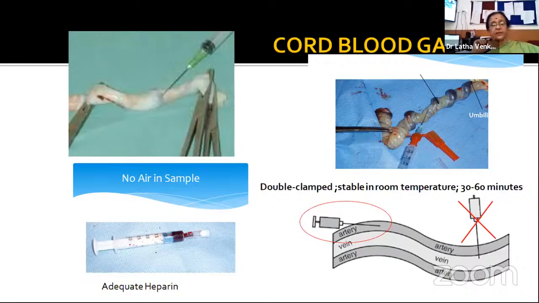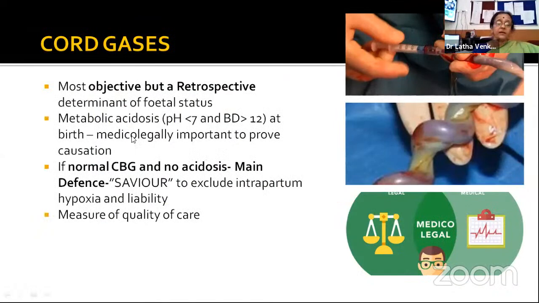Okay, cord blood gases. I think it is very, very important that we do cord blood gases, not only to protect our back, as it's a main defense and savior to exclude intrapartum hypoxia and liability, but also to assess whether we have acted correctly. We can introspect and make sure that we improve upon what we have done. It is also medico-legally very important to prove that the intrapartum events had not caused this hypoxia.